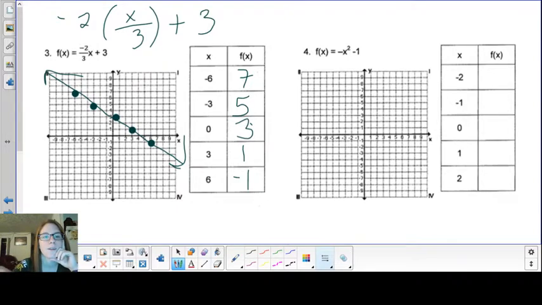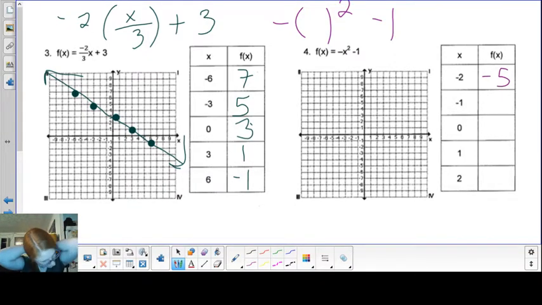Okay. This one, we're going to take our x squared, then multiply it by a negative sign, then subtract 1. So negative 2 squared is 4. Times negative 1 is negative 4, minus 1 more is negative 5. Negative 1 squared is 1, times negative 1 is negative 1, minus 1 is negative 2. 0 squared is 0, times negative doesn't matter, so 0 minus 1 is negative 1.